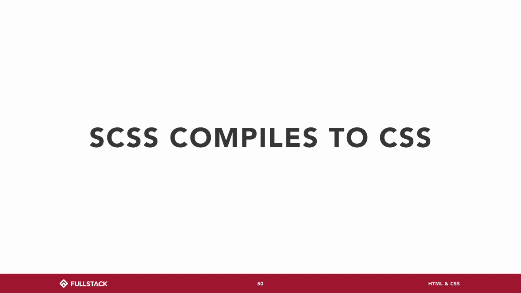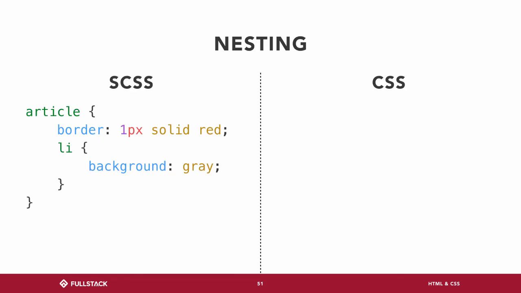And so when you end up writing your Sass, you could do something like this. This would not be valid CSS. You can't nest CSS. And what we're saying here is that this rule reads fairly well. It says, if you're an article tag, we're going to give you a border of 1 pixel solid in red. And within that, if you're a list item, we're going to give you a background of gray.